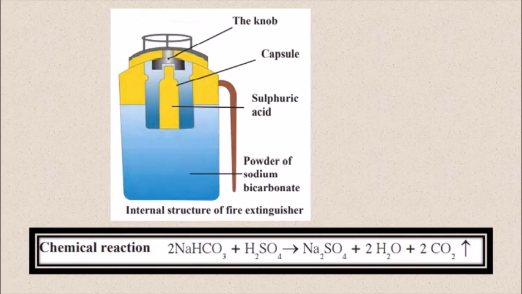But if you look at the regular fire extinguisher, this is the chemical reaction which takes place inside it. Here we have sodium bicarbonate, that is NaHCO3. This is sulfuric acid, that is H2SO4. When a reaction takes place between these two, the product that is formed at the end is nothing but carbon dioxide. And this is white in color, which comes out of the nozzle when you press the knob.